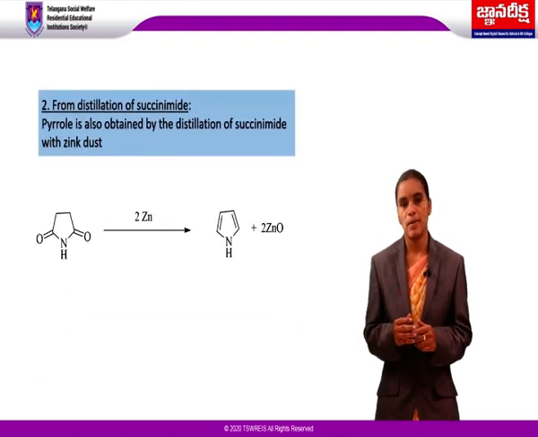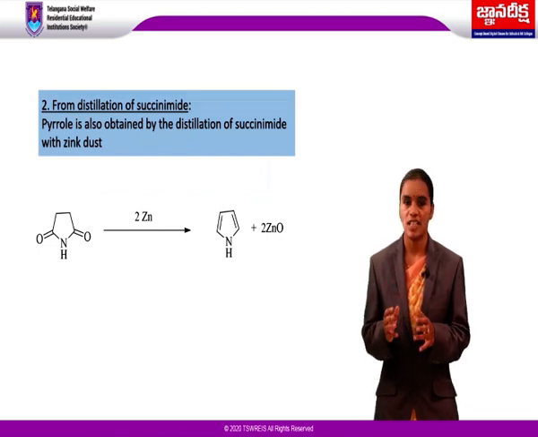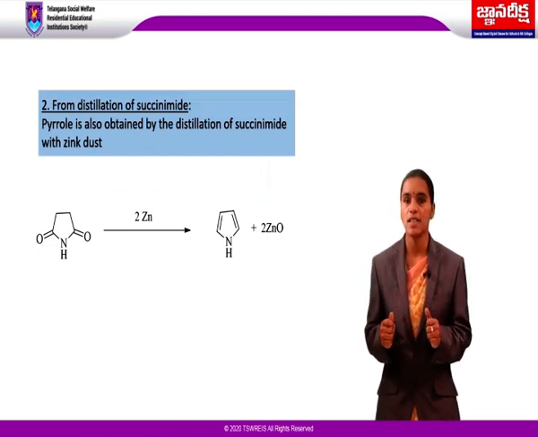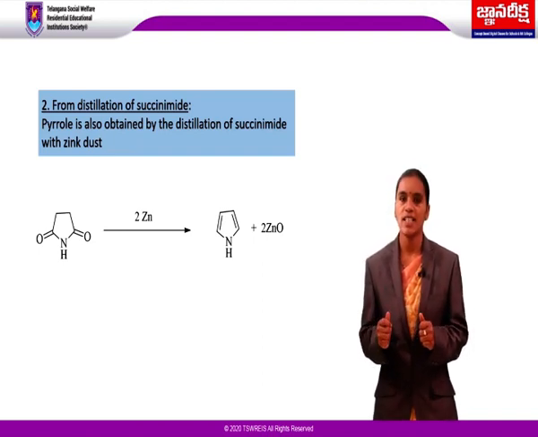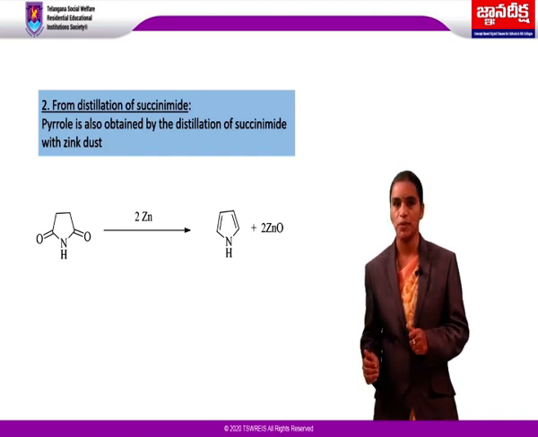Next, preparation of pyrrole from distillation of succinamide. We can prepare pyrrole from succinamide also. In this, first succinamide is converted into enol form. This enol form is reduced by zinc dust and forms pyrrole.